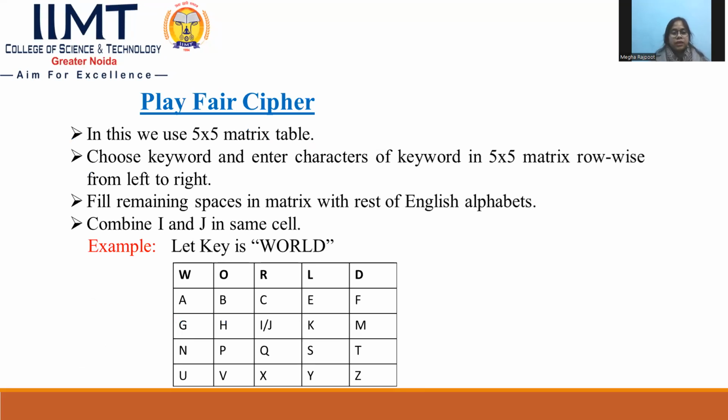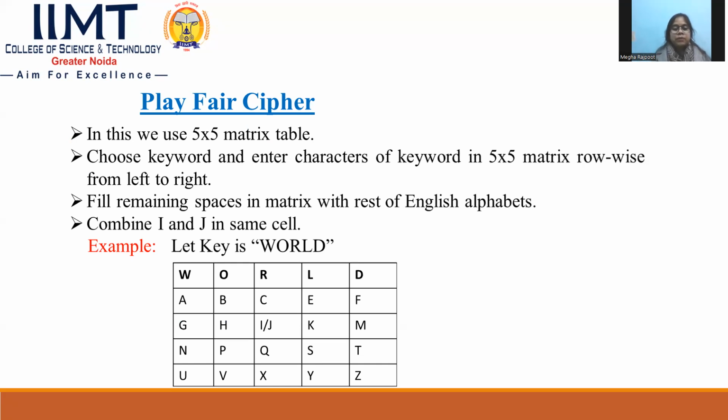Next one is the Playfair cipher. In Playfair cipher, there is a 5 by 5 matrix table. We choose the keyword and enter the characters of the keyword in the 5 by 5 matrix row-wise from left to right. Fill the remaining spaces in the matrix with the rest of the English alphabet. Combine I and J in the same block.